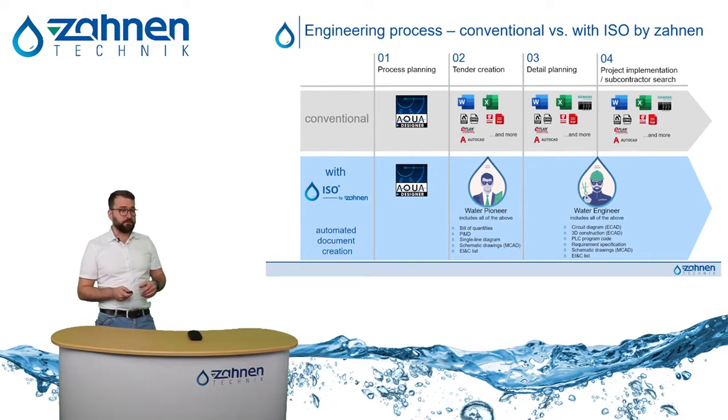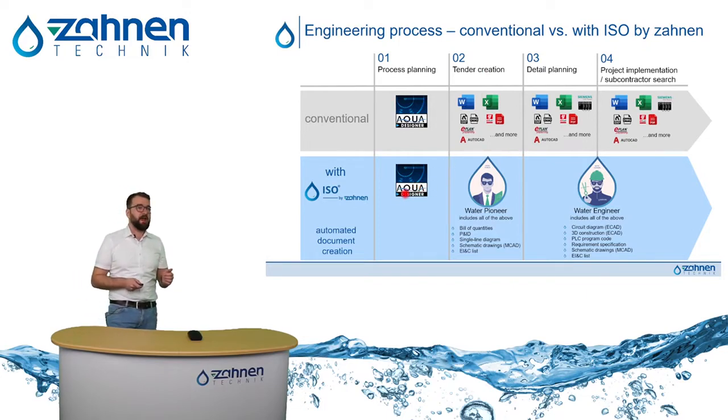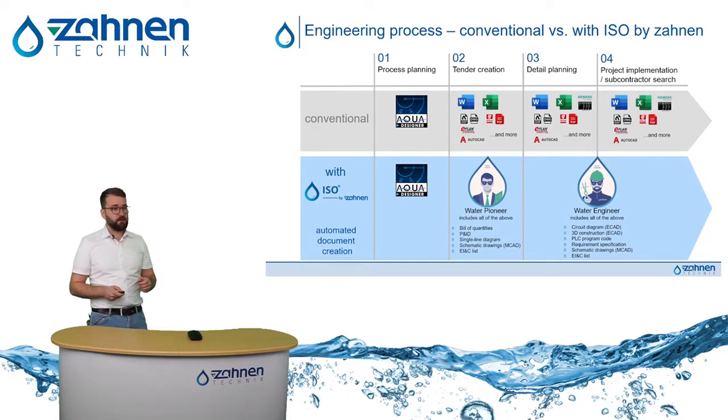In ISO, that looks a bit different. So you have your process planning in Aqua Designer, and through an interface, we input that data into ISO, and with our license Water Pioneer, we can pick up those data and work based on that and add information, and can then generate automated documents based on this information. So the Water Pioneer includes all the shown files above, and based on that, the documents are created.